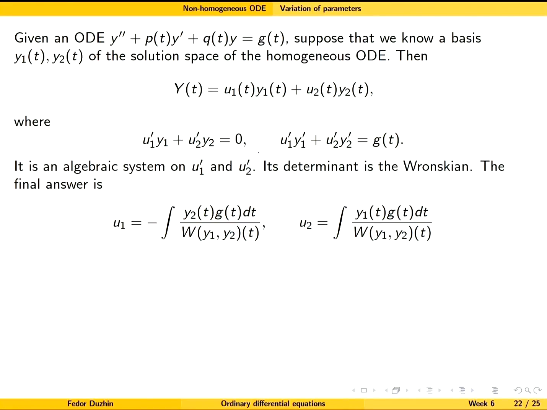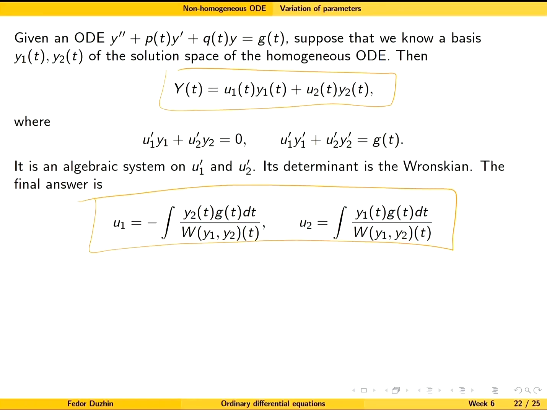So now, of course, when you do this in practice, you don't really have to go through all the steps again, so you can just use the final answer. Namely, what you do is you use this equation. So you just write that the particular solution of the non-homogeneous equation is written in this form, where u1 and u2 are given by these two formulae.